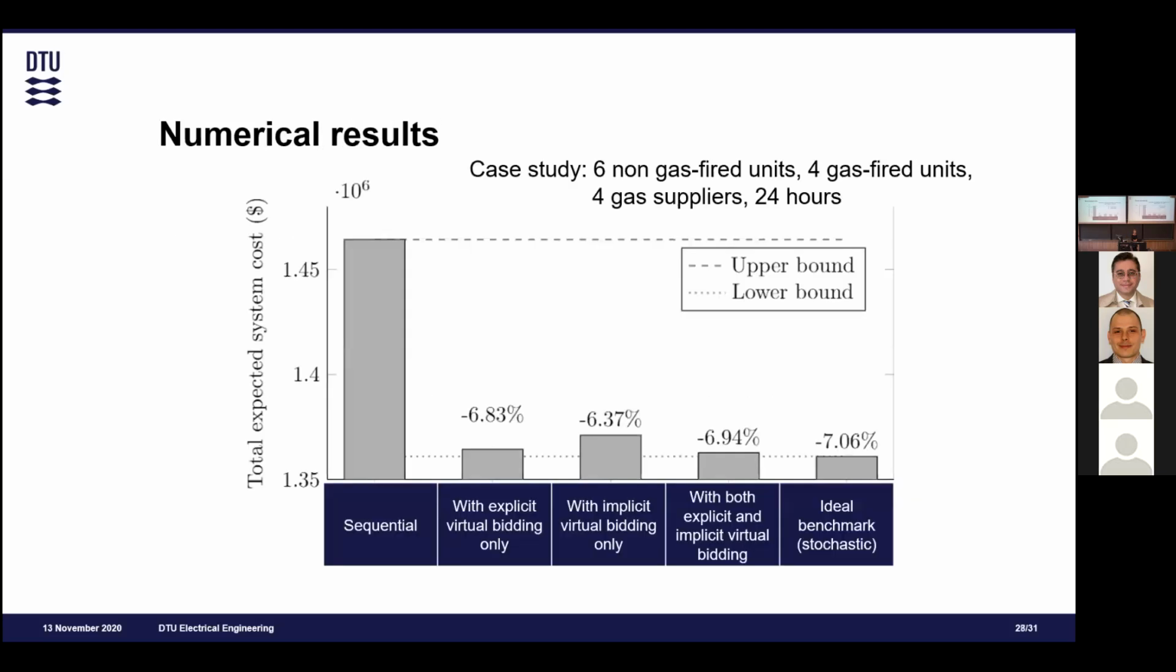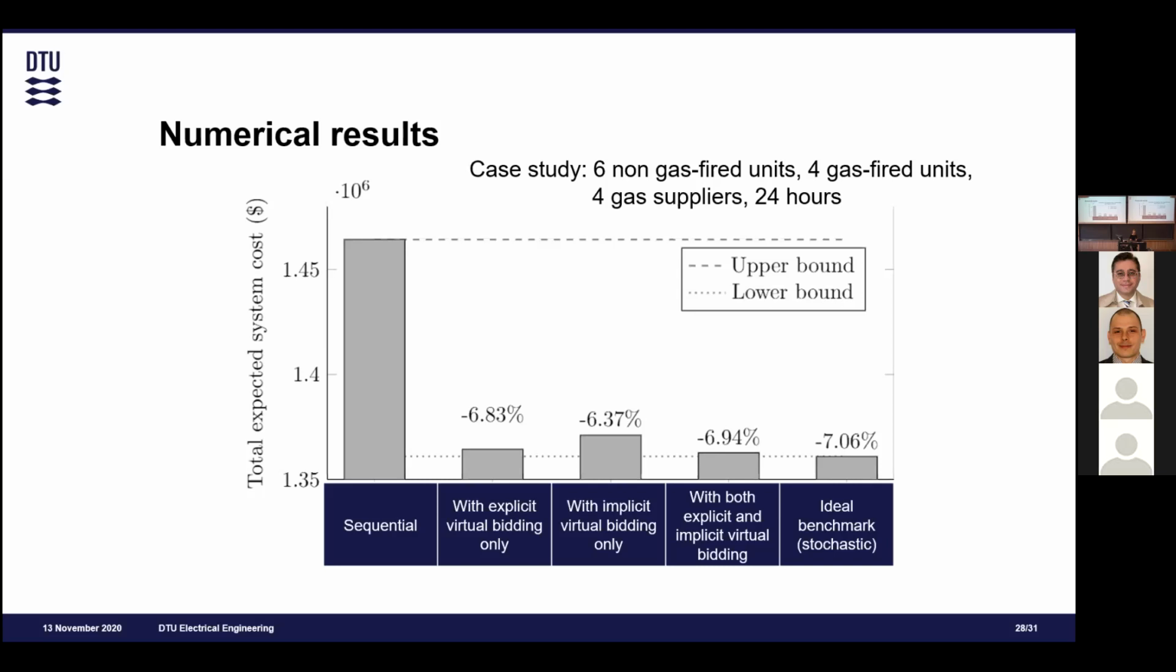And finally, we want to look at some numerical results of a small case study. Here we can see in the case of no coordination, the bar on the left-hand side, this gives us an upper bound on the total expected system cost, while the ideal benchmark of stochastic market clearing provides us with a cost reduction of 7%, which is the lower bound.